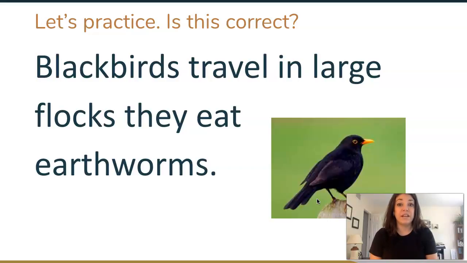Where should we put a period to separate this into two sentences? Read it again to yourself and decide where we should put the period. If you said after the word flocks, you're right. So it would read like this. Blackbirds travel in large flocks, period. They eat earthworms. That sounds much better than one long run-on sentence. Let's practice another.